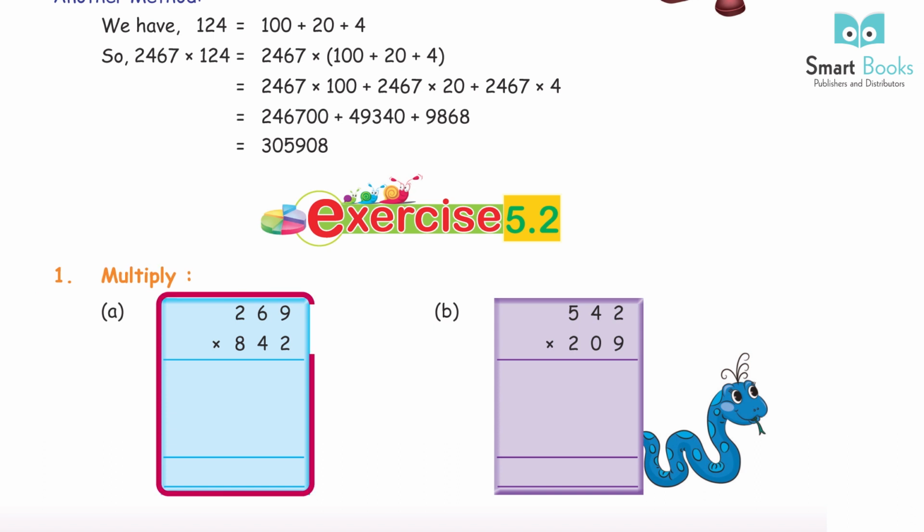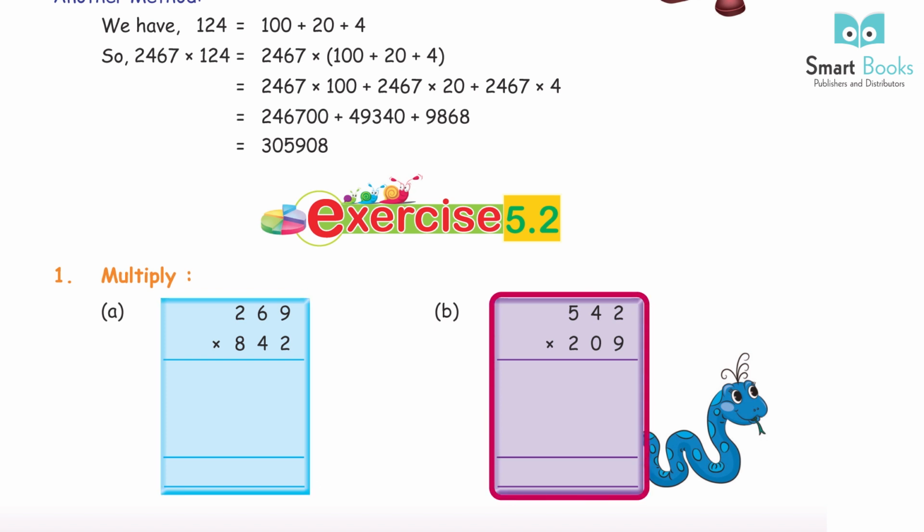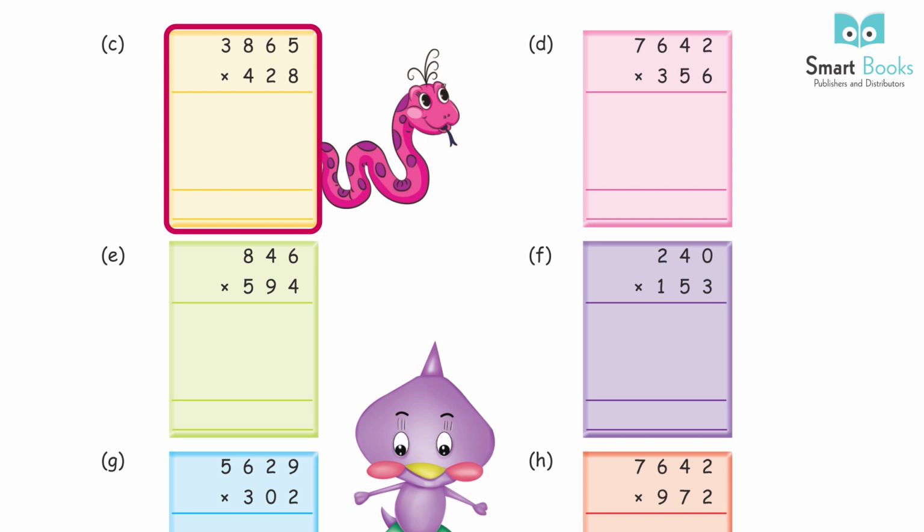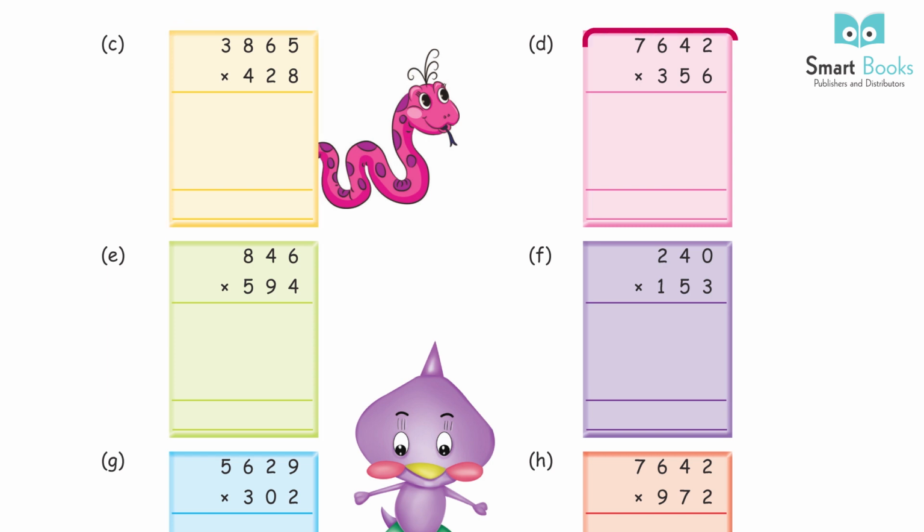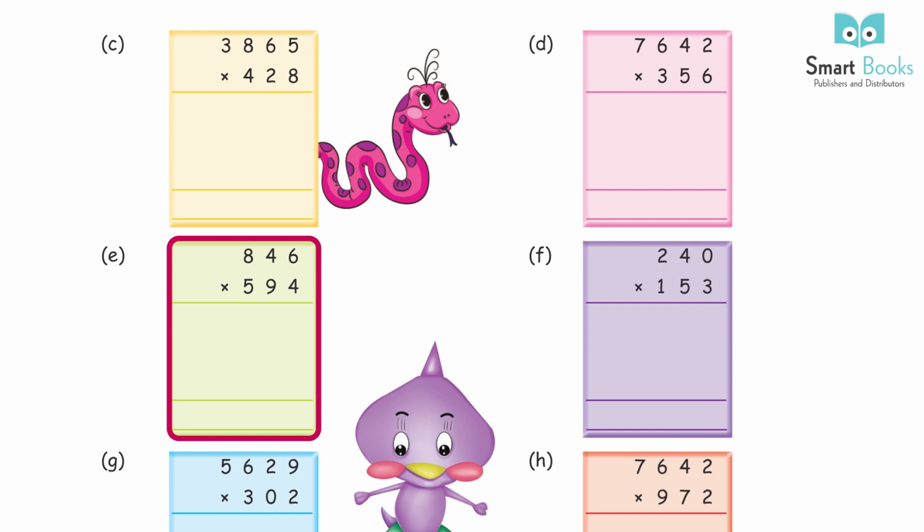Exercise 5.2. Question 1. Multiply. A. 269 into 842. Answer: 2,26,498. B. 542 into 209. Answer: 1,13,278. C. 3,865 into 428. Answer: 16,54,220. D. 7,642 into 356. Answer: 27,20,552. E. 846 into 594. Answer: 5,02,524.